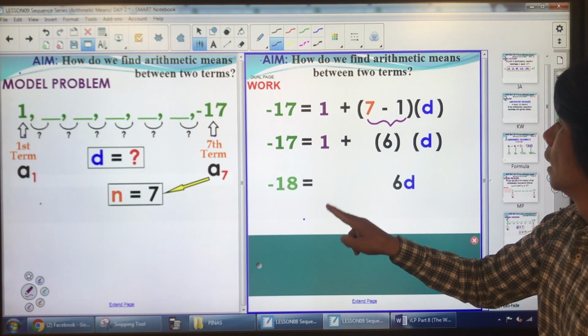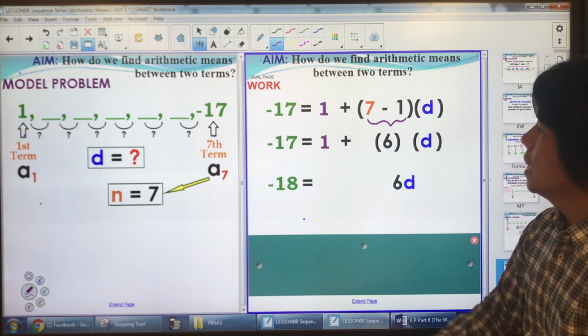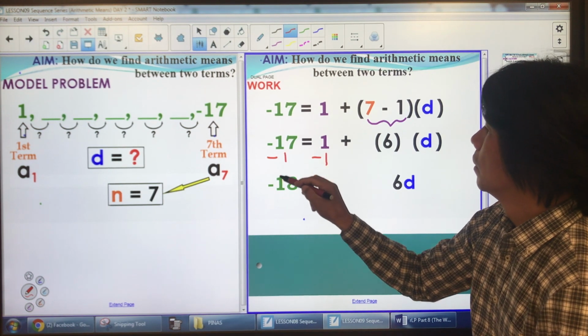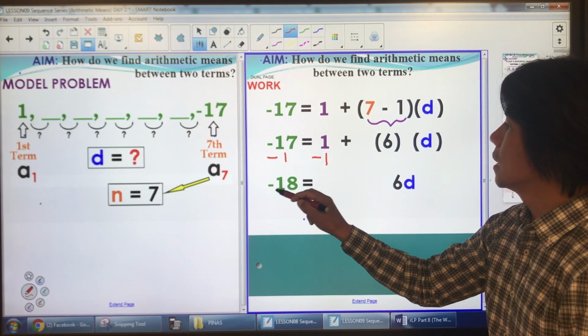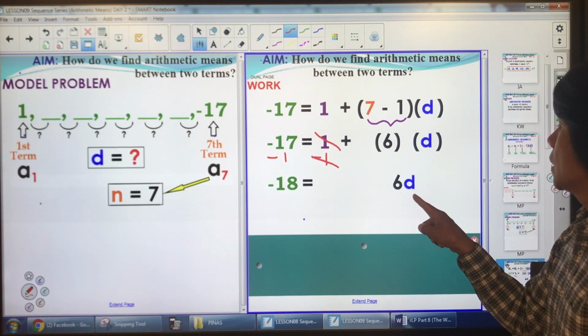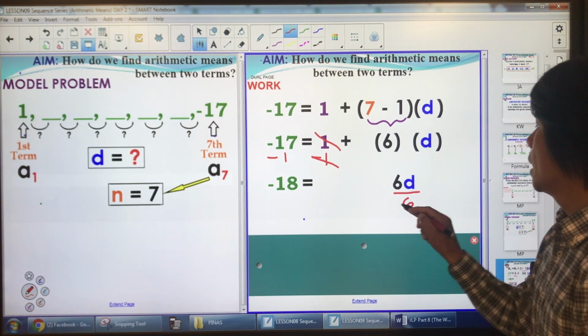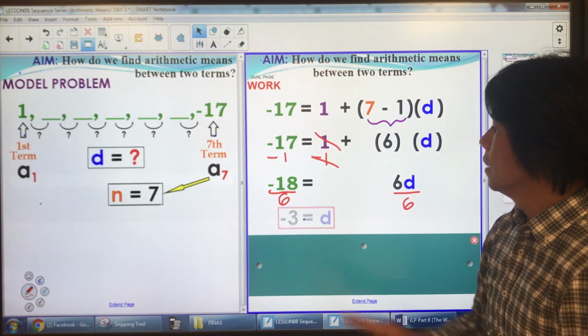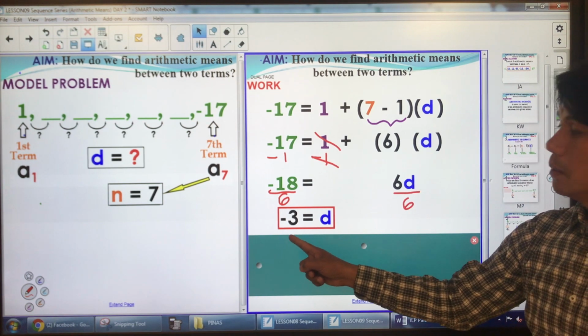Alright? How did I get this negative 18? We subtract 1 from both sides, that's negative 18, this becomes 0, and 6 times d is 6d. Divide both sides by 6, then you'll come up with a common difference of negative 3.